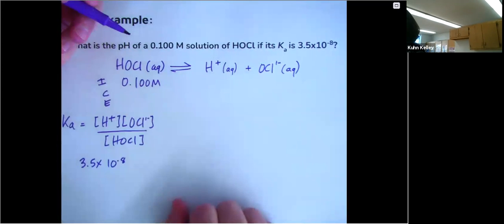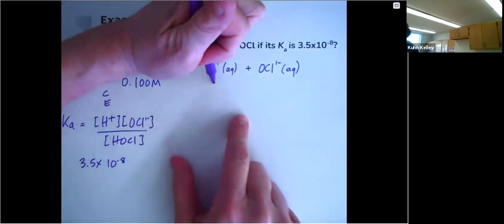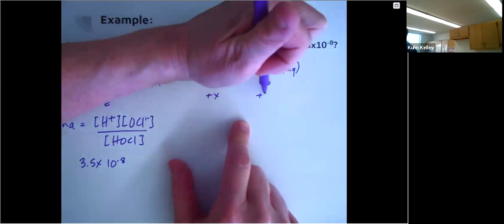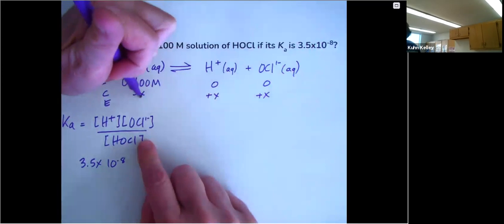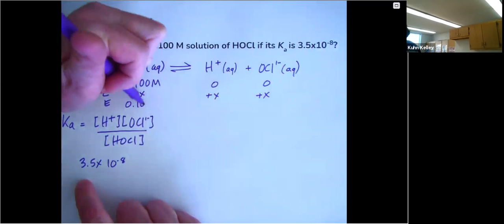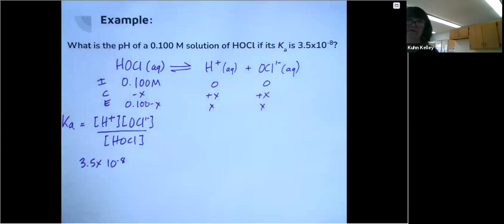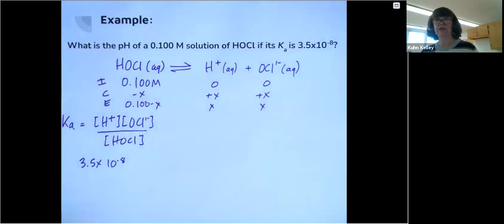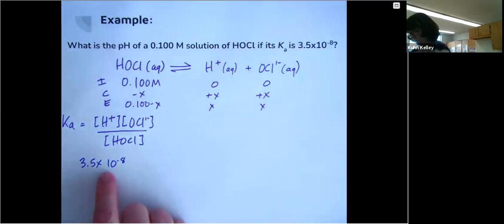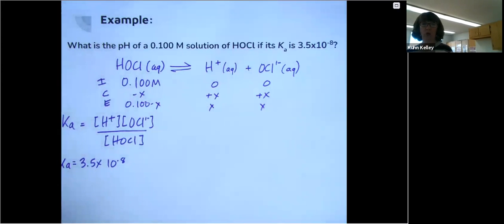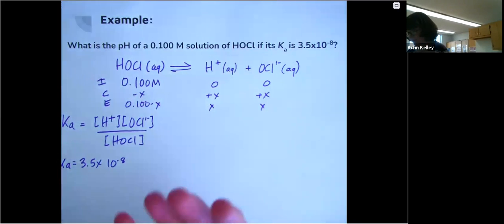So we're going to start by making our ICE table. Initially, my hypochlorous acid is at 0.1 molar and these are at 0. So these are going to gain X and this is going to lose X. So at equilibrium, I get that. This is just like what we did last unit. Now, you'll notice that my equilibrium constant for this acid is particularly small. So odds are I am going to be able to ignore the X. What do I mean by that?